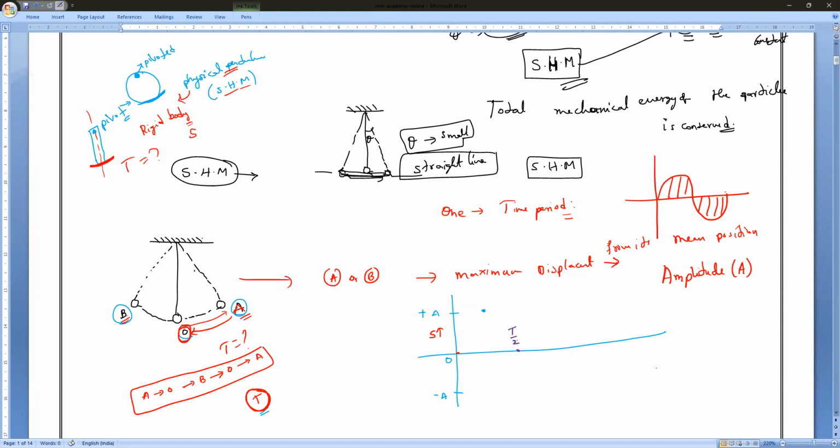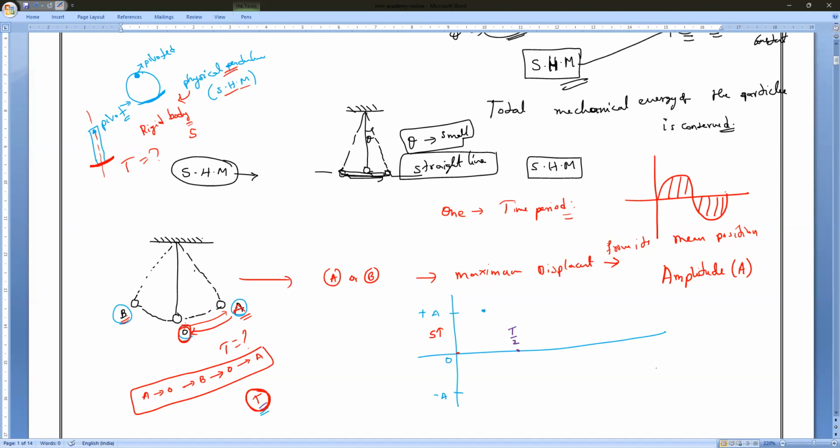T by 2. Okay. And again B to A after it reaches there. So by the time, what is the time period? See, maximum when it is at the mean position. Total time is T, going and coming back. Going and coming back is T.